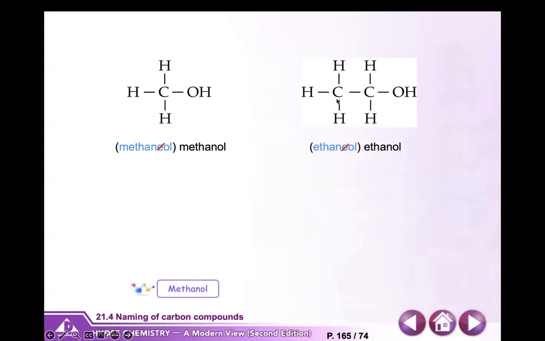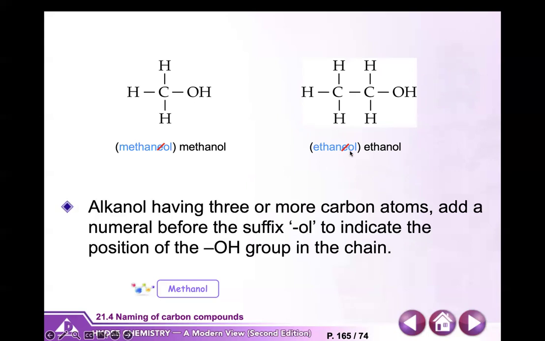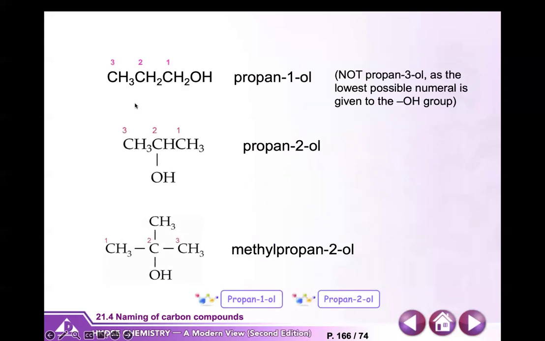Or starting with two carbons, ethane, originally, we omit the letter E and then add OL, and it will be ethanol. So the suffix is OL, and if it is a longer carbon chain, for example, 3 or more carbon atoms in the chain, we need to add a numeral to label the position of the OH group in the chain. That's why we have propan-1-ol. Starting with 3 carbons, the OH group may be on the second carbon, that is propan-2-ol.